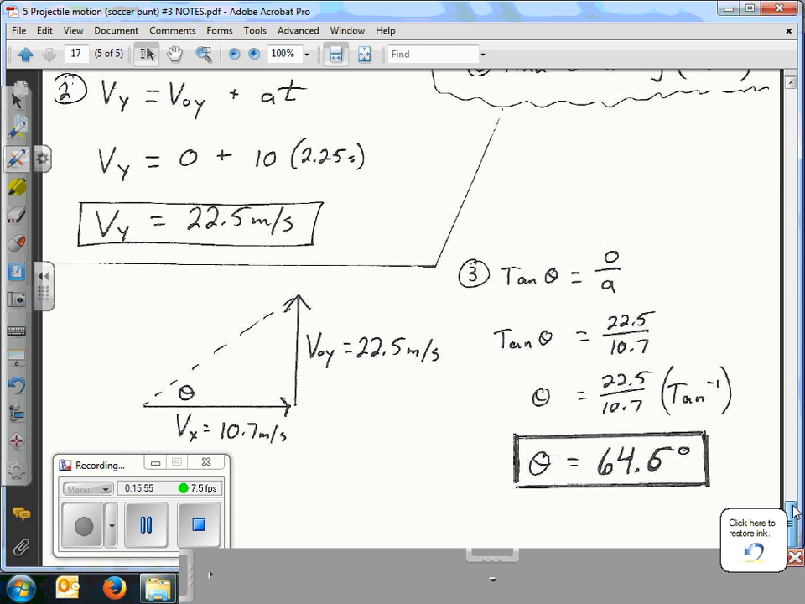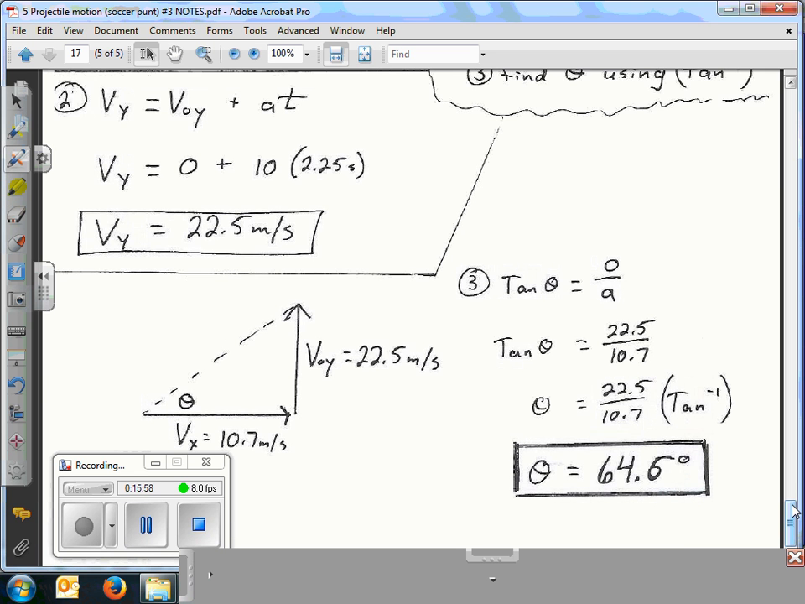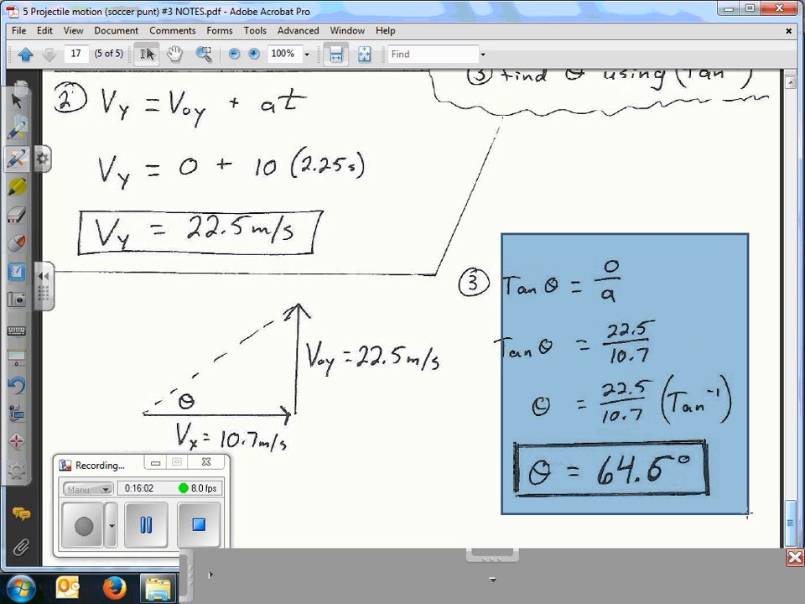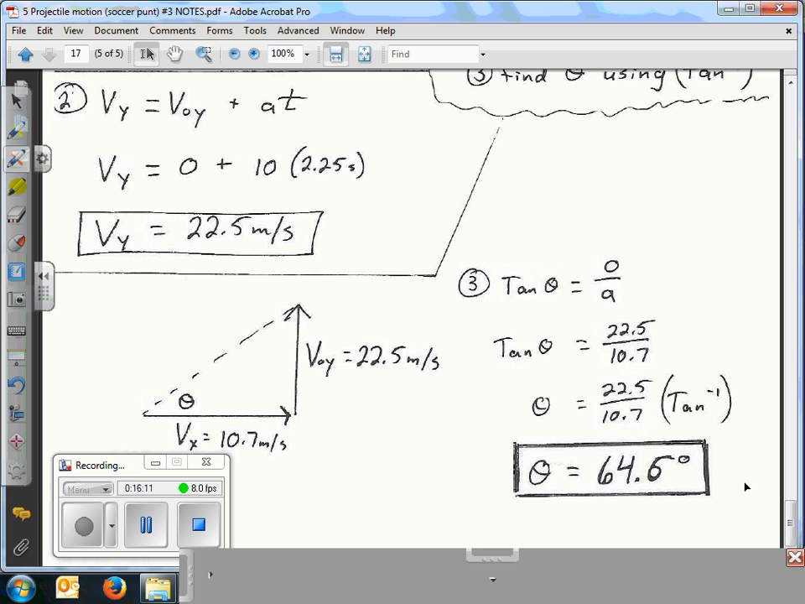Okay? And then you just take your tangent function and you put your opposite over your adjacent and you push the inverse tangent button, you should come up with 64.6 degrees, and the best label for that would be above the horizon. Do you have questions on that? Okay, hopefully that helps you finish your homework for tomorrow.